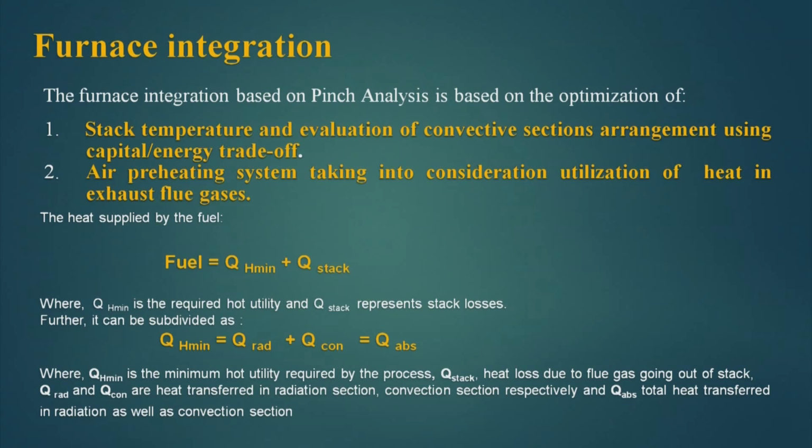So, when we add these two, we can find out what is the fuel requirement in the furnace. Now, if we see what is the QH minimum, QH minimum can be broken into two parts, Q radiation and Q convection, and combine this together we can say Q ABS. So, the QH minimum is now equal to Q radiation, that means the heat transferred in the radiation section of the furnace, plus Q convection, that means heat transferred in the convection section of the furnace.